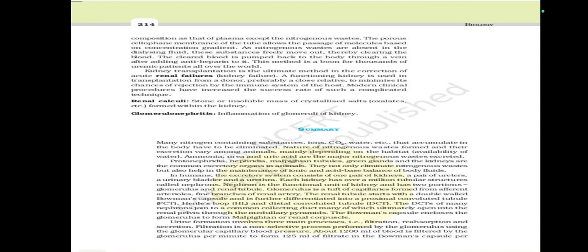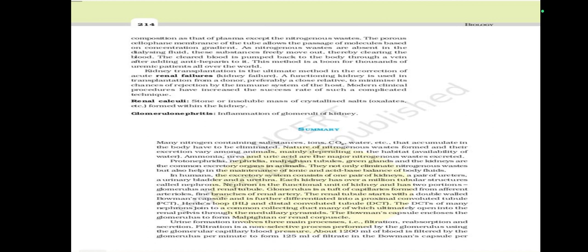the glomerulus, a tuft of capillaries formed by afferent arterioles, fine branches of renal artery, and the renal tubule. The renal tubule starts with the double-walled Bowman's capsule and is further differentiated into the proximal convoluted tubule (PCT), Henle's loop (HL), and distal convoluted tubule (DCT). The DCTs of many nephrons join to a common collecting duct, many of which ultimately open into the renal pelvis through the medullary pyramids. The Bowman's capsule encloses the glomerulus to form the Malpighian or renal corpuscle.